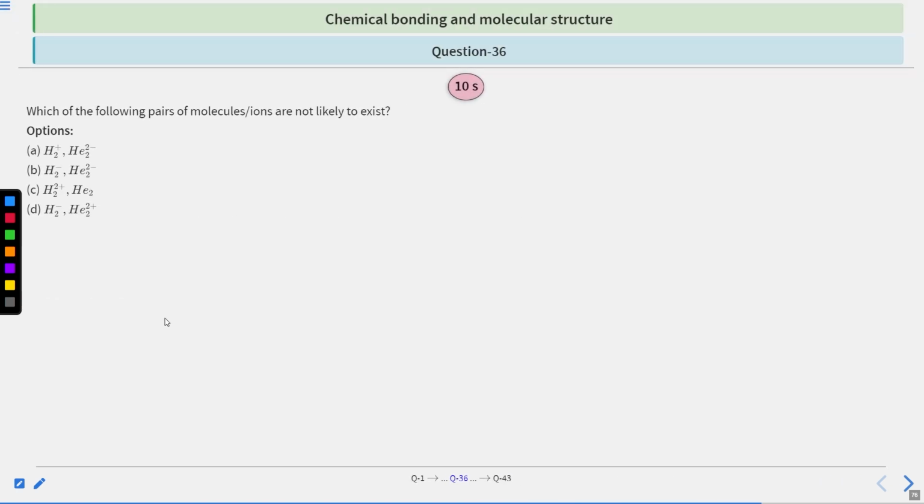Moving on to next question, that is question number 36. Which of the following pairs of molecules or ions are not likely to exist? Options are H2 positive, He2 2 negative; H2 negative or He2 2 negative; H2 2 positive or He2; He2 negative and He2 2 positive. You have 10 seconds to solve this question. After that, we will see the answer.